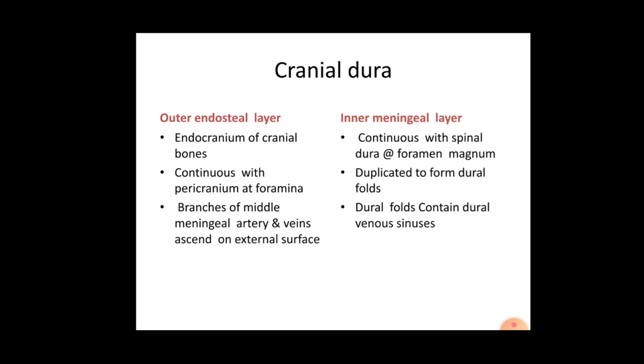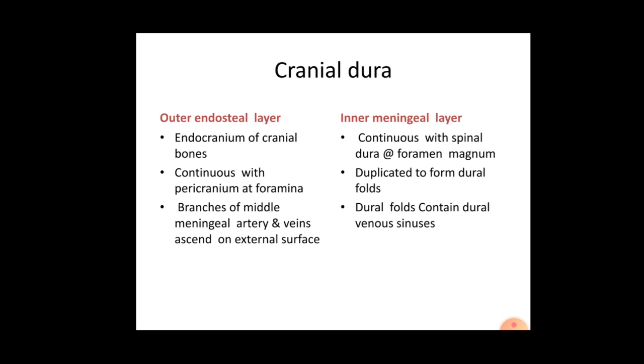So the cranial dura is made up of two layers, outer endosteal and inner meningeal layer. The outer endosteal layer is actually the endocranium of the cranial bones. It is continuous with the pericranium at the foramina and at the foramen magnum too. And the branches of the middle meningeal artery and the veins ascend on this external surface.